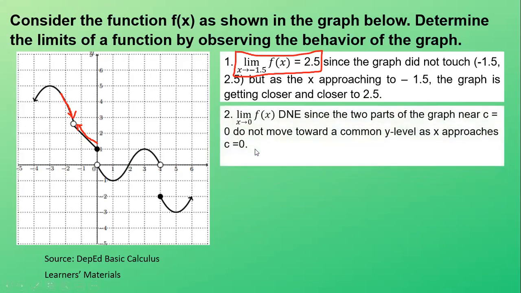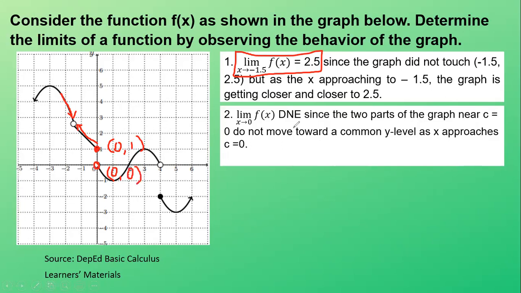Next, evaluate the limit of the function as x approaches 0. So, nasan po si x equals 0? Okay, so ito po yan. Yan. So, na-intersect ng ating graph, dalawa. Itong shaded circle na to and unshaded circle na to. So, we have two coordinates for x is equal to 0. So, ano kayang coordinates nito? So, 0, 1 and 0, 0.